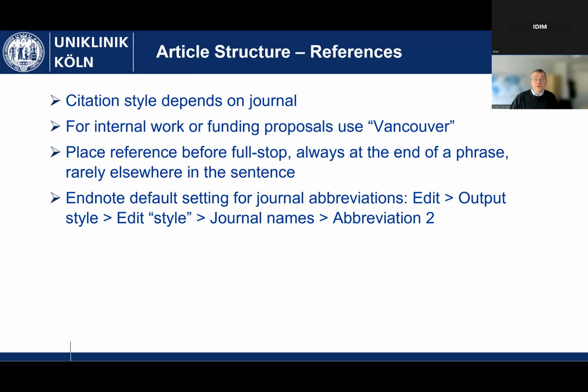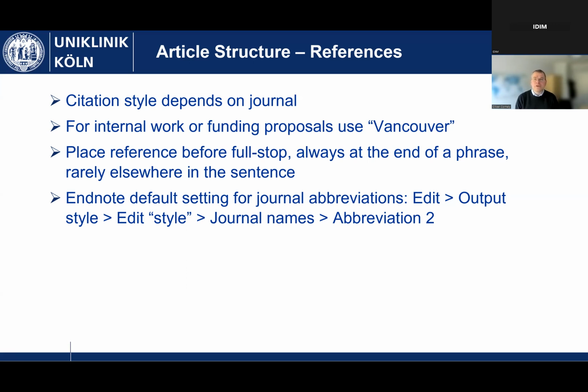And then the references. You were already missing them because I didn't address the references. Citation style depends on the journal, of course. For internal work and funding proposals, we usually use Vancouver style. If we place a reference, we usually place it before the period, the full stop, always at the end of a phrase, rarely elsewhere in the sentence. Unless you have very long sentences, then it might be reasonable to place them right next to the argument, exactly to the point where you are citing that information from that reference.